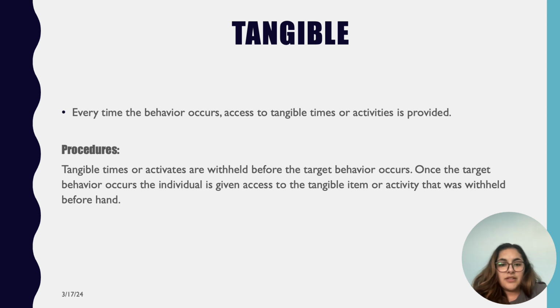So for the tangible condition, every time that the behavior occurs, access to tangible items or activities is provided. So the procedures for this would be that tangible items or activities are withheld before the target behavior occurs. And once the target behavior occurs, the individual is given access to the tangible items or the activity that was withheld beforehand.